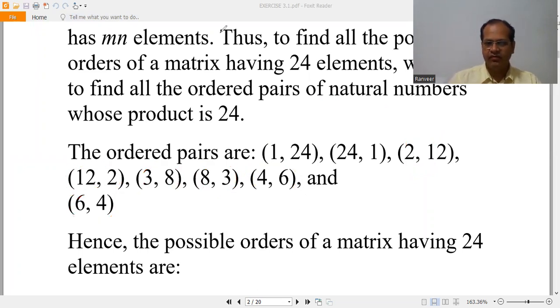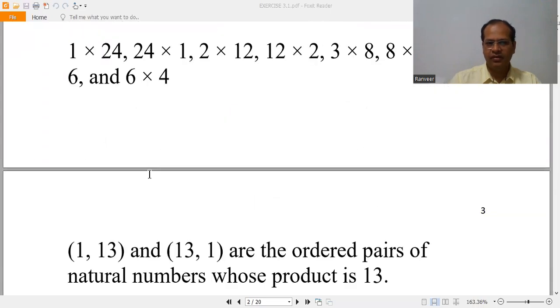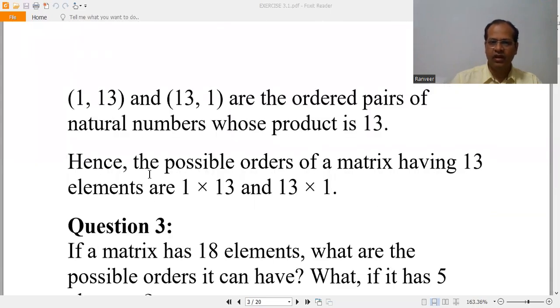Now, same way we find for 13. 1 and 13 is the only ordered pair of natural numbers whose product is 13. So the only possibilities are 1, 13 and 13, 1.